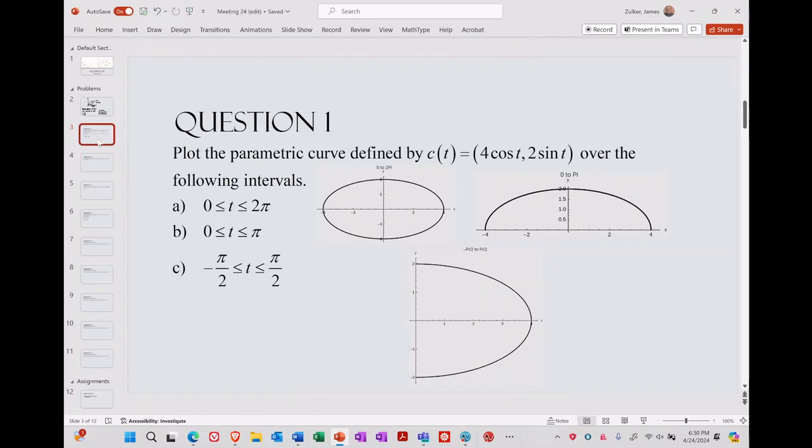So ellipses, is that the proper plural? Ellipses, ellipsi, I don't know. Whatever it is, very common. I'm sure you've heard this term before: elliptical orbit. Right, the planets are in elliptical orbit, not circular orbit.